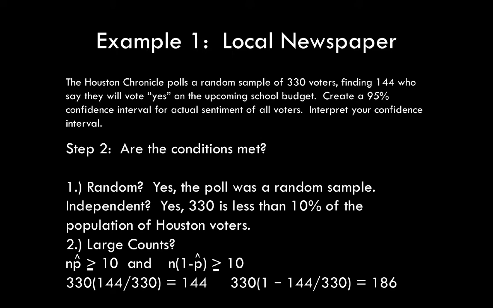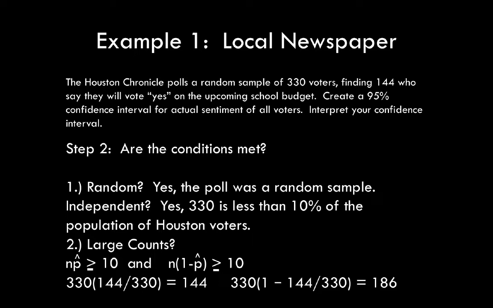And in our notes, I list 2 major conditions. The first one has 2 parts to it. Is it random? And yes, they tell us that the poll was a random sample. And is it independent? Remember the test for independence from all the past stuff was that 10% rule. Your sample size has to be less than 10% of the total population. And we can pretty much say that 330 is less than 10% of the population of Houston voters.